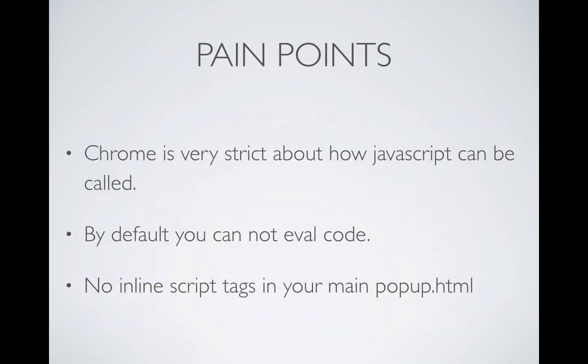So there's a few pain points when you start talking about what Ember expects to be there and what Chrome can be strict about. It's really strict about how JavaScript can be called, especially from your index.html file, which is the default file that gets built under your dist directory. By default, you can't eval code. So in development mode, it will wrap all your module definitions in eval. I'm not really sure why it does that. I'm sure there's a really good reason. That's one bit.